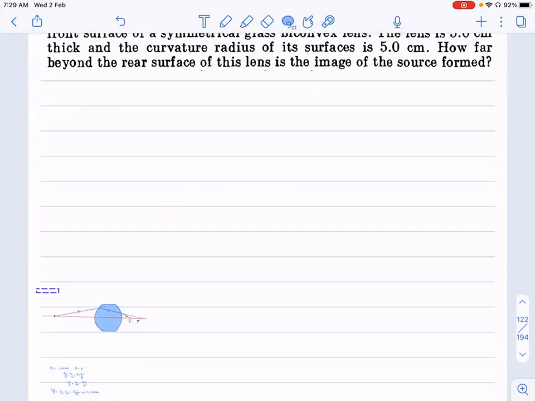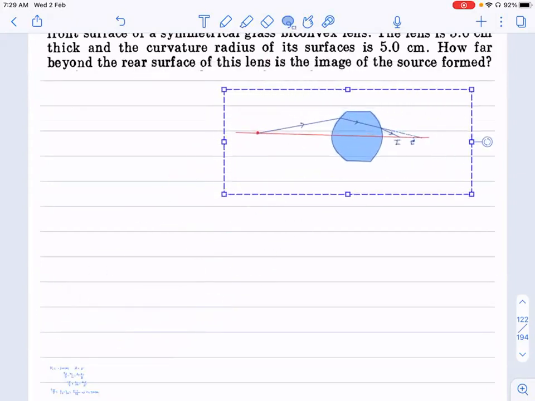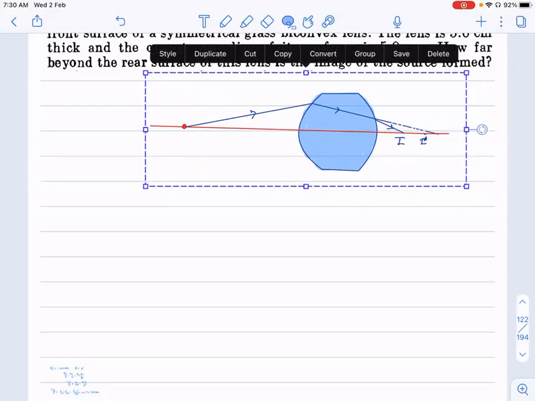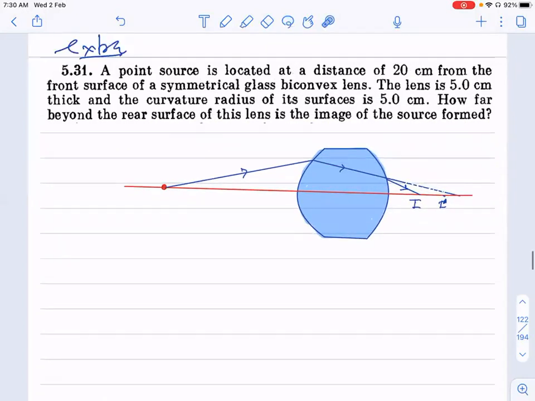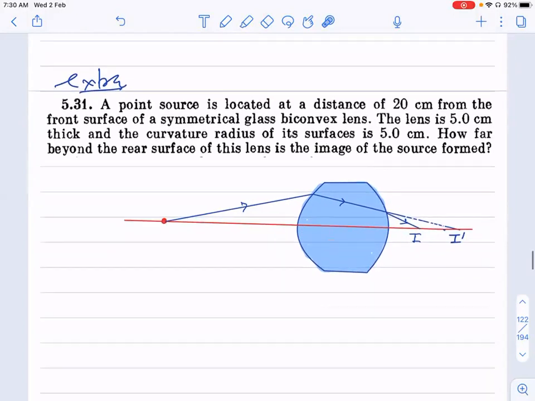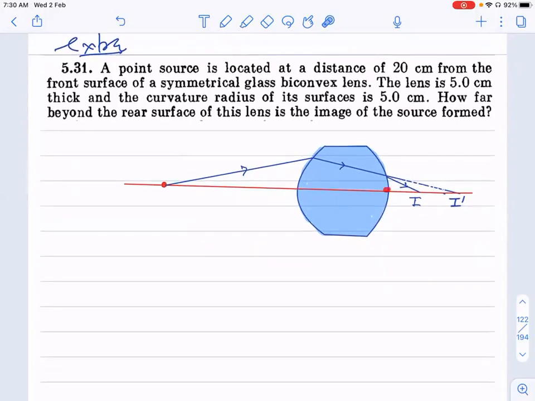डायग्राम देखो ऐसे आएगा. कैन यू सी? डायग्राम दिख रहा है आपको? पहले यहाँ पे ऑब्जेक्ट है, ये ऐसे गई, तो ये जो इमेज बन रही है इंटरमीडिएट इमेज v dash, वो सेकेंड सरफेस के लिए ऑब्जेक्ट का काम करेगी, फिर सेकेंड सरफेस के लिए लगाएंगे, बट उसमें से ये 5 सेंटीमीटर माइनस करना पड़ेगा. गॉट इट? बिकॉज सेकेंड सरफेस से डिस्टेंस, ये थिकनेस 5 दी हुई है. So that's what you have to do.